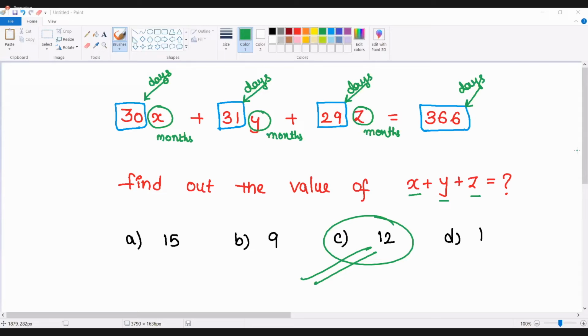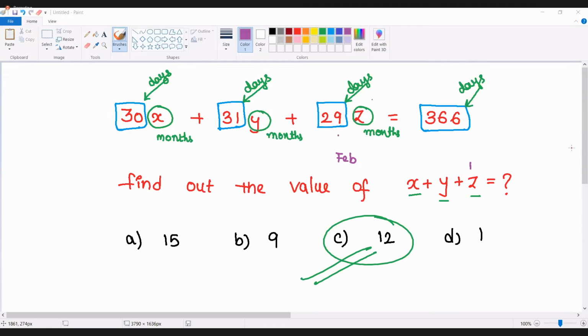Now let me understand what are the months which are having 29 days. Can you tell me which month is having 29 days? Only one, that is February. That means we can say the value of Z will be equal to 1. X plus Y plus Z is 12. So what is the Z value? Z value will be 1, that is February is having 29 days.